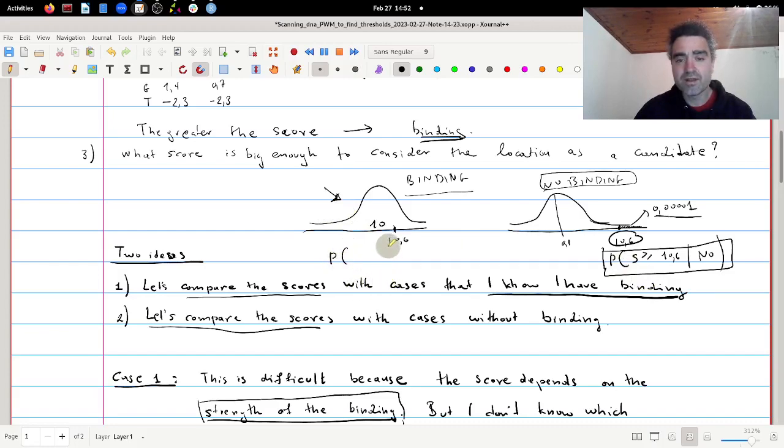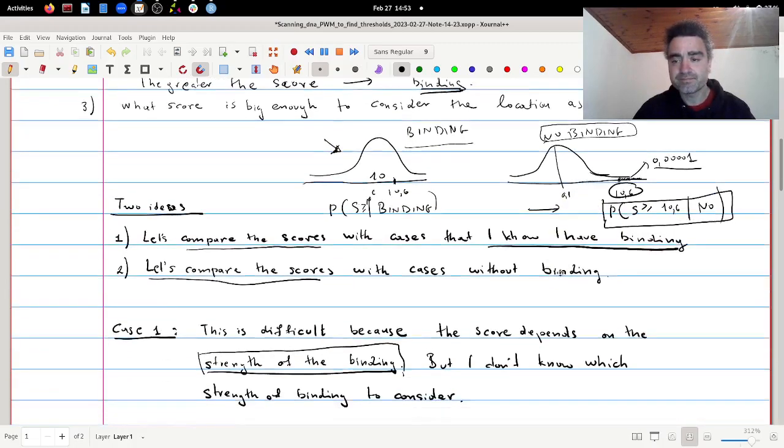Just to be complete here, the other probability that we need to assess is the probability of getting such a score when there is binding. I have to think here if I have to write greater than 10.6. This is the Bayesian case anyway. We will not say much about the Bayesian case today, but let's focus on this one.